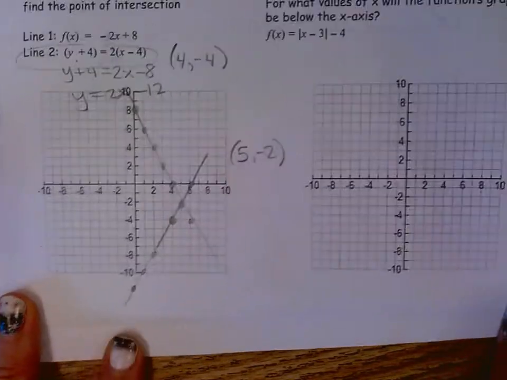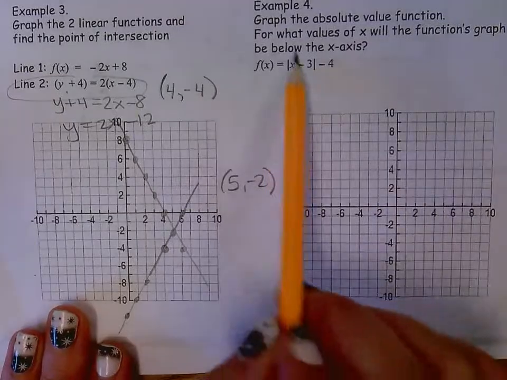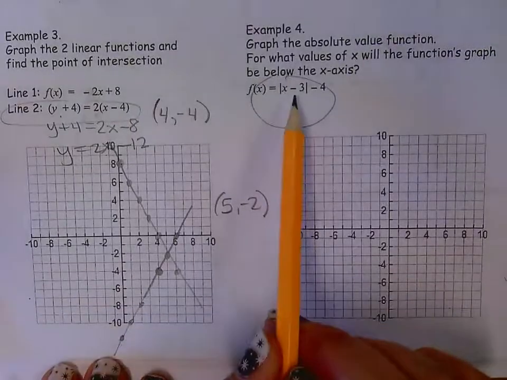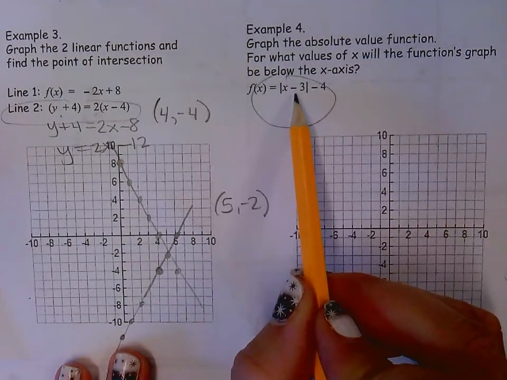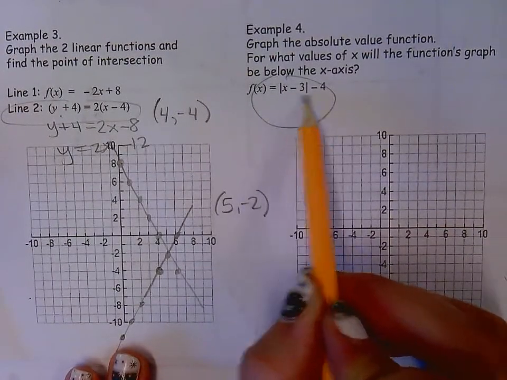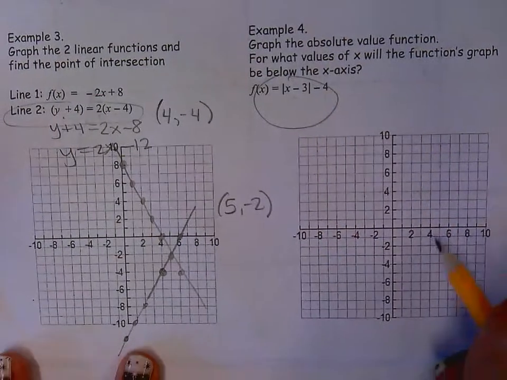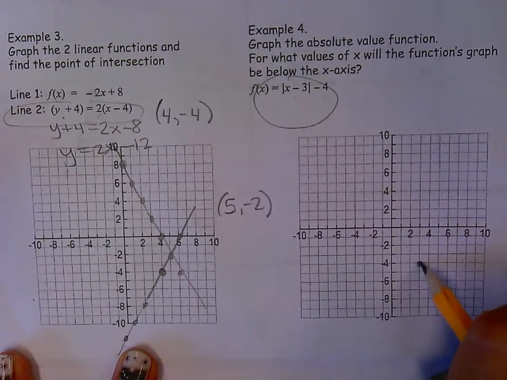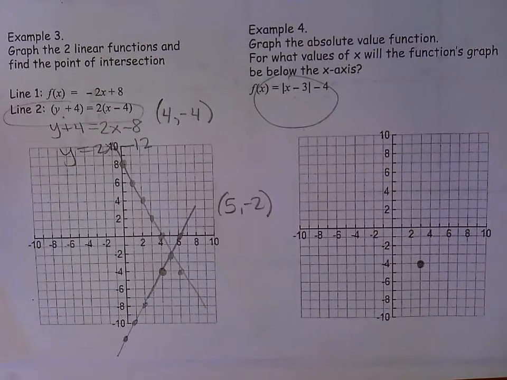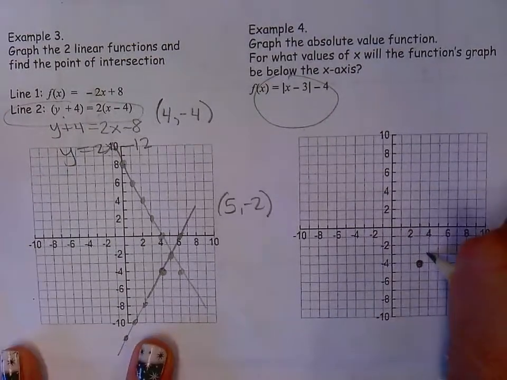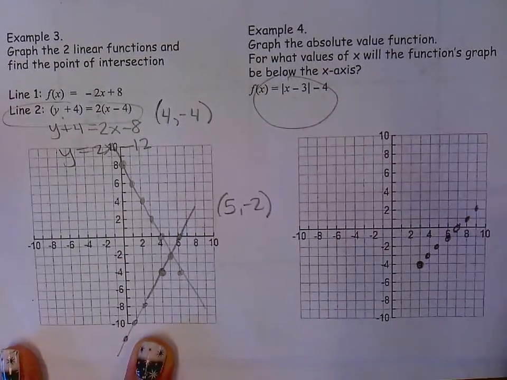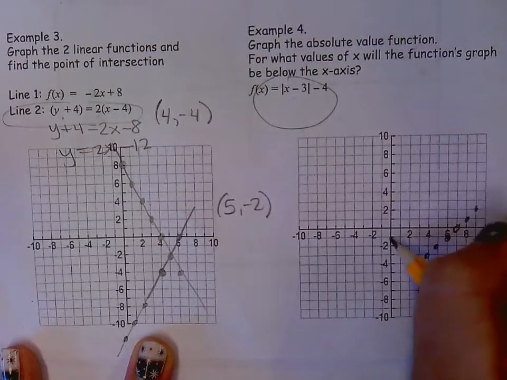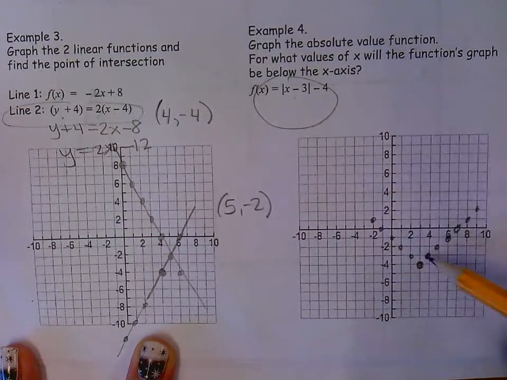So the other one, they wanted you to graph the absolute value transformation and then state where this is below the x-axis. So they want you to go for your vertex right 3 and down 4. So right 3 and down 4 is your vertex. Absolute value is that V-shaped graph, right, that goes just a slope of 1 if it hasn't been stretched. You really want to see where you hit the x-axis. And then you can see what's below the x-axis.